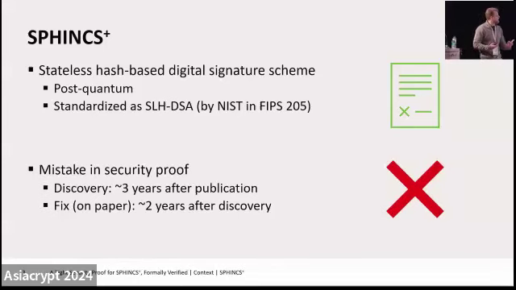However, despite being under heavy scrutiny due to this standardization process for several years, a mistake in its tight security proof was only discovered after 3 years and took 2 more years for a fix to be published on paper, which might, of course, raise the question whether the new updated proof is actually secure or whether there are more undiscovered errors.